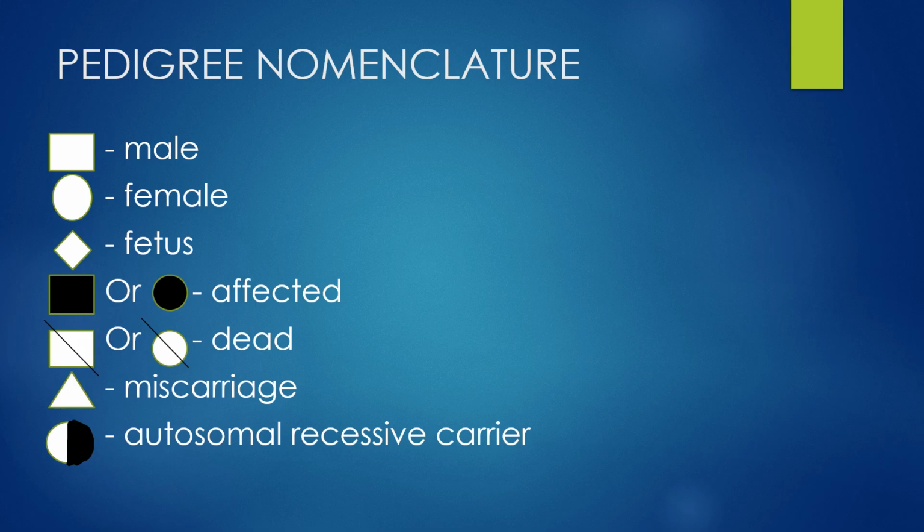A square or circle that has a diagonal line running through it usually represents people who are dead. If you see a triangle, it represents a miscarriage or death before the 20th week of gestation. Now let's pay attention to the last shape. You see a circle that is colored in half black, half white. This usually represents an autosomal recessive carrier.